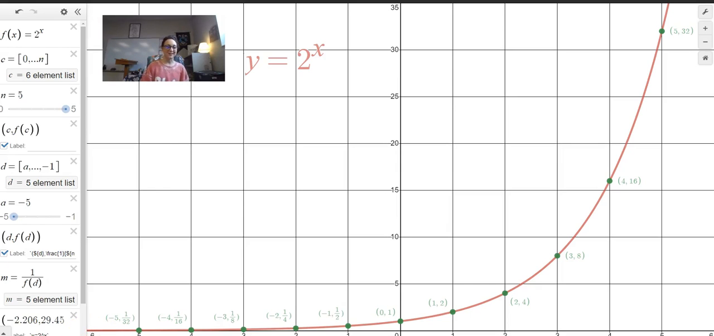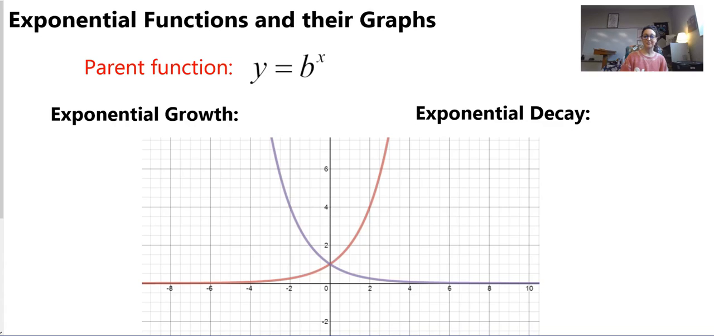So let's formalize some of the aspects we're looking at here. All right, I'm going to force a pause on your screen. Can you go ahead and put the parent function y equals b to the x? And notice again, your independent variable is in the exponent, which is what makes us exponential functions.